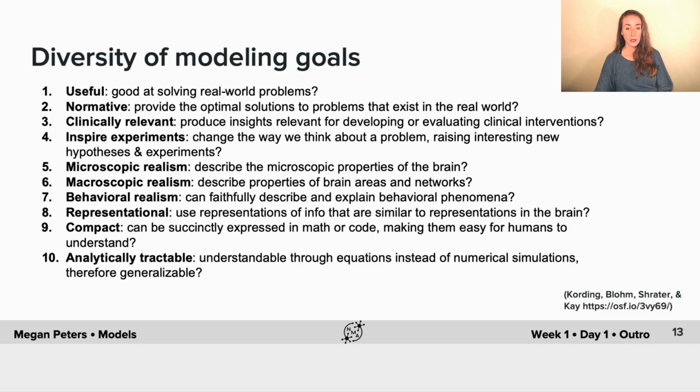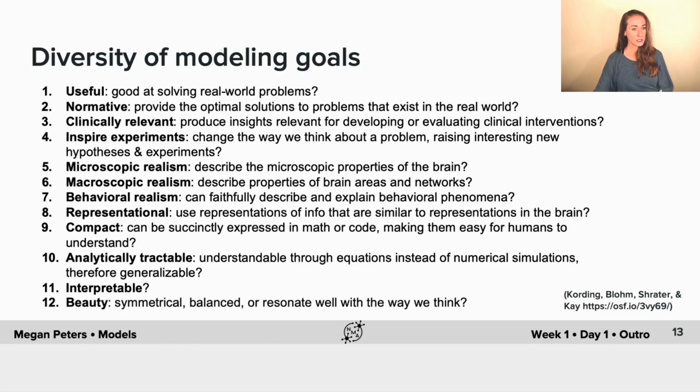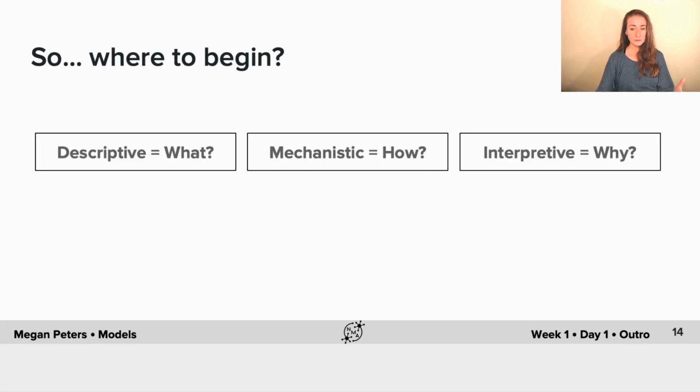Couple left, you might want your model to be interpretable. Some models can be easily interpreted with respect to how they work, and maybe this is really important for you to understand how the brain might implement computations that you care about. And then the last one that I'll put up on the slide here is beauty. So maybe some models are symmetrical or balanced, or they resonate well with the way that we think, and this is also a valid modeling goal.